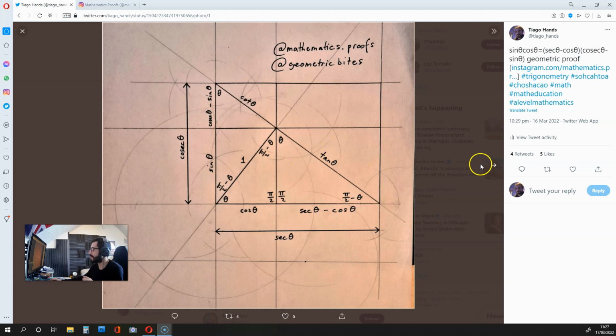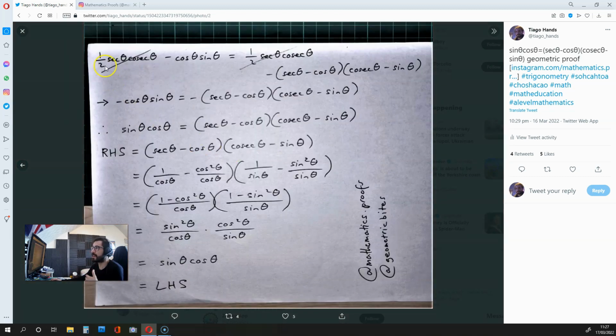using the equation half sec theta cosec theta minus cos theta times sine theta is half sec theta cosec theta minus sec theta minus cos theta times cosec theta minus sine theta. If we subtract these values from both sides of this equation, what we are left with is this. And then, if we multiply both sides of this equation by -1, what we get is sine theta cos theta is equal to sec theta minus cos theta times cosec theta minus sine theta.